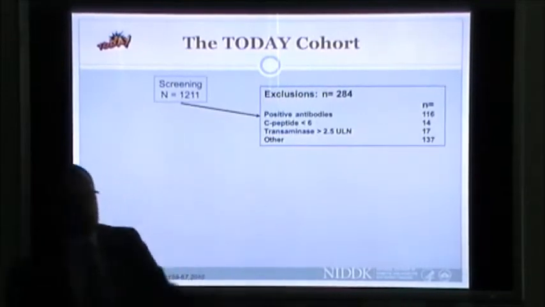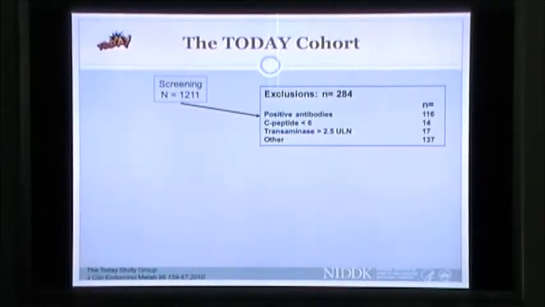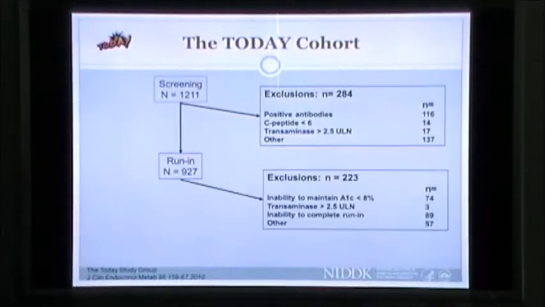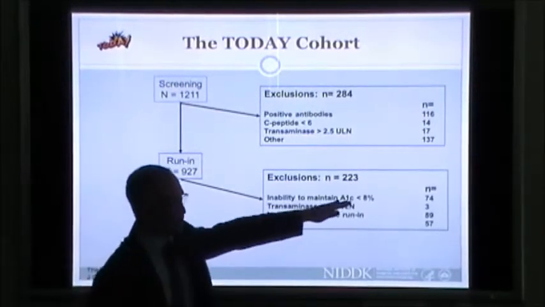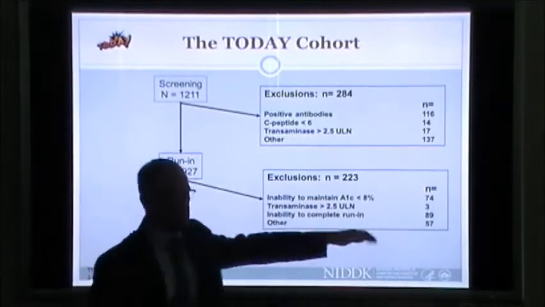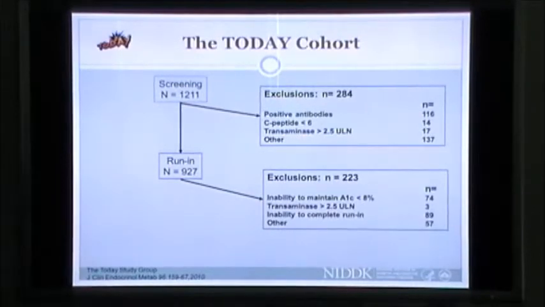137 of those, so half the kids, were excluded for other reasons, and they were things like not showing up again ever after the screening visit, losing contact, etc. 927 of the kids entered the run-in, and of that, 223 were excluded, mostly for either inability to maintain A1C within the target, or other, which again was things like completing the entire run-in and not showing up for your randomization visit, and never being heard from again. So those of you who take care of these kids won't be surprised by that story.